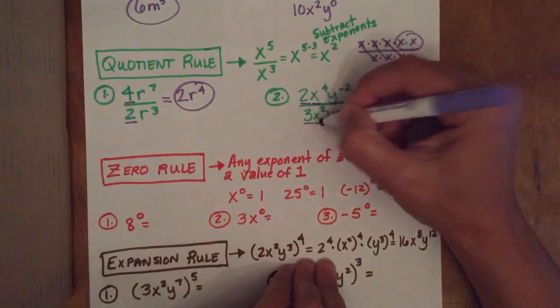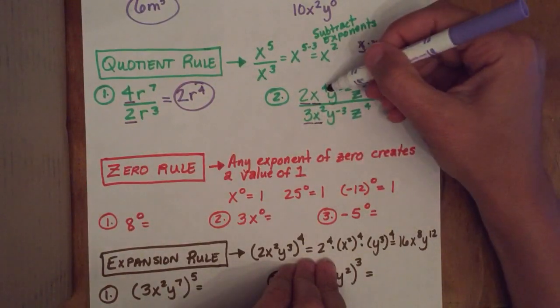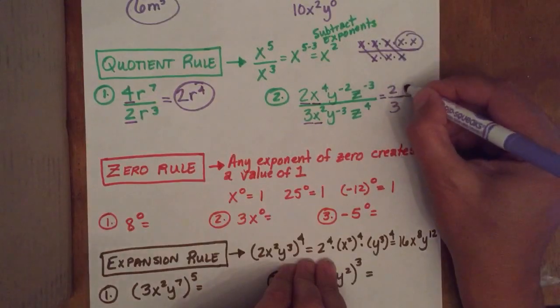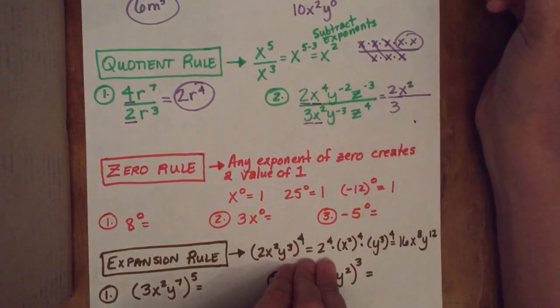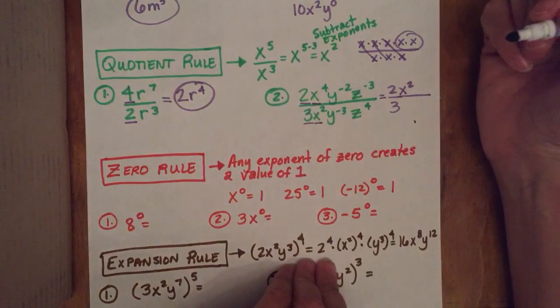I have x to the 4th over x squared. So I'm going to subtract 4 minus 2, so that gives me x squared. There's no longer an x in the denominator.